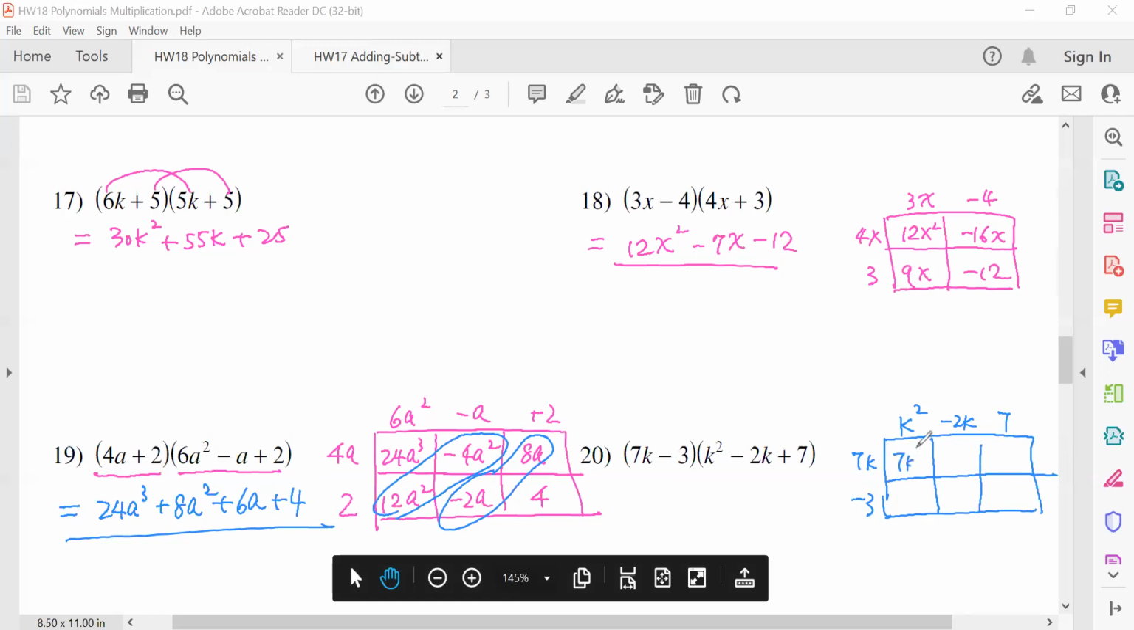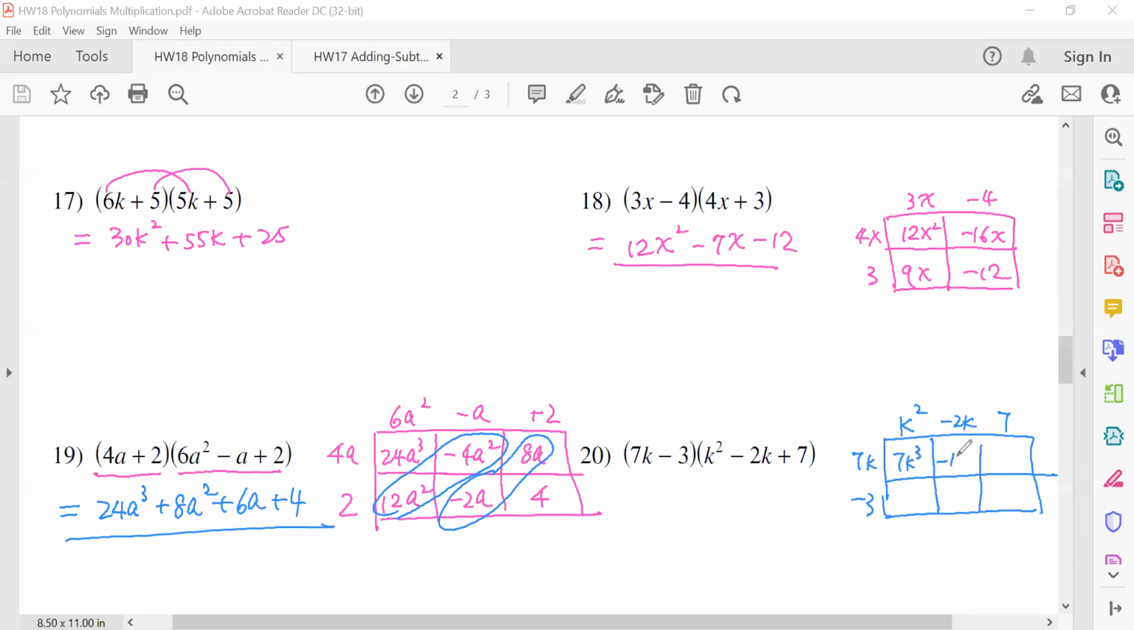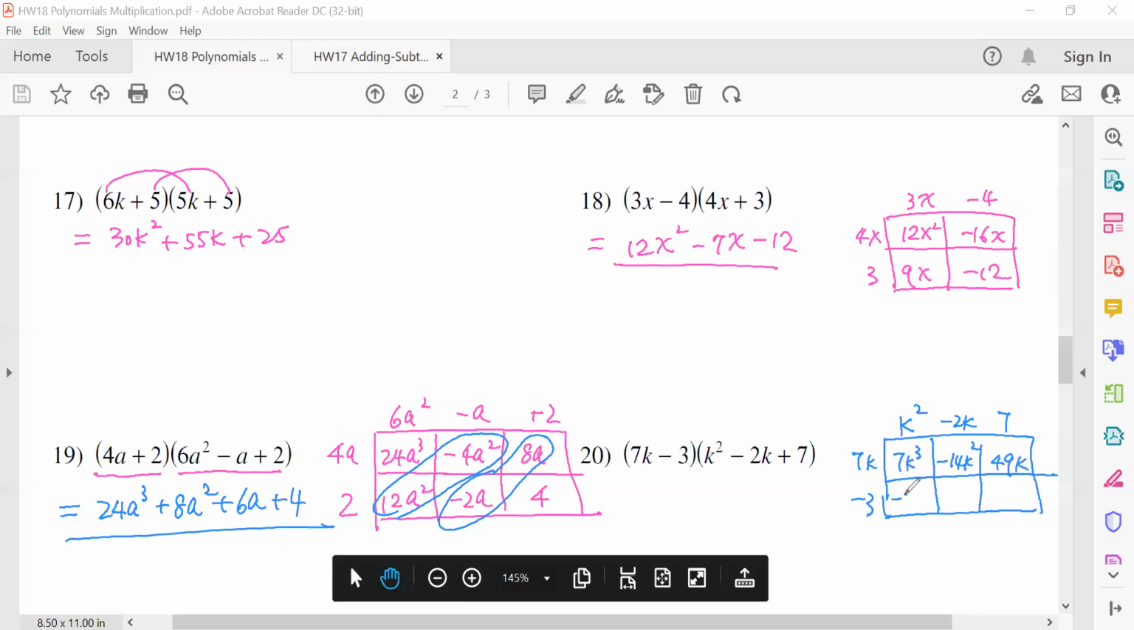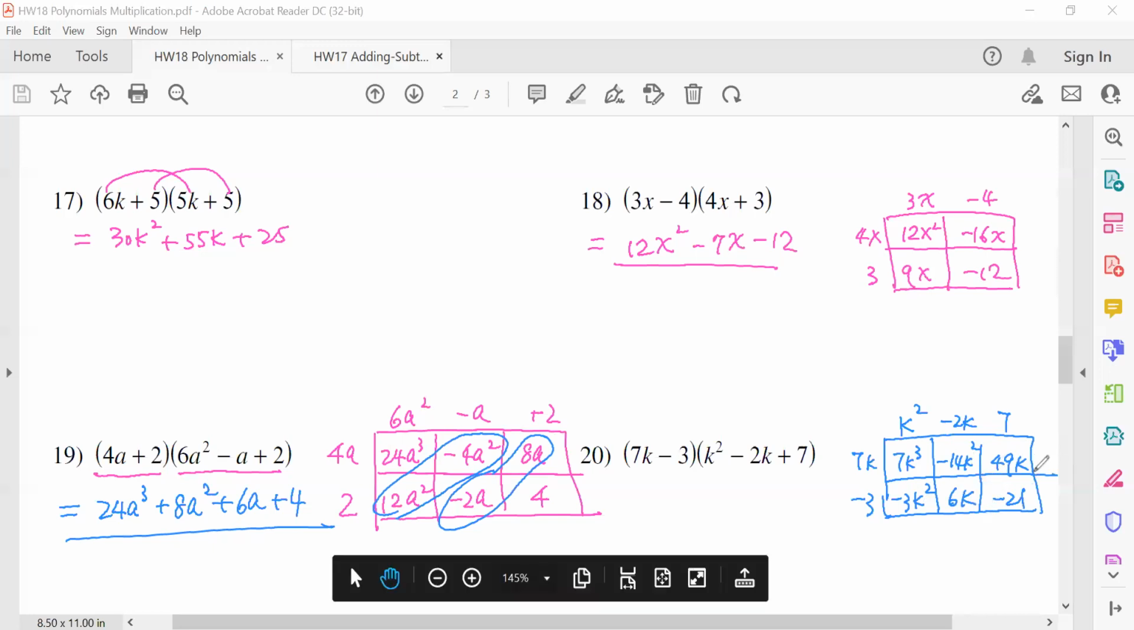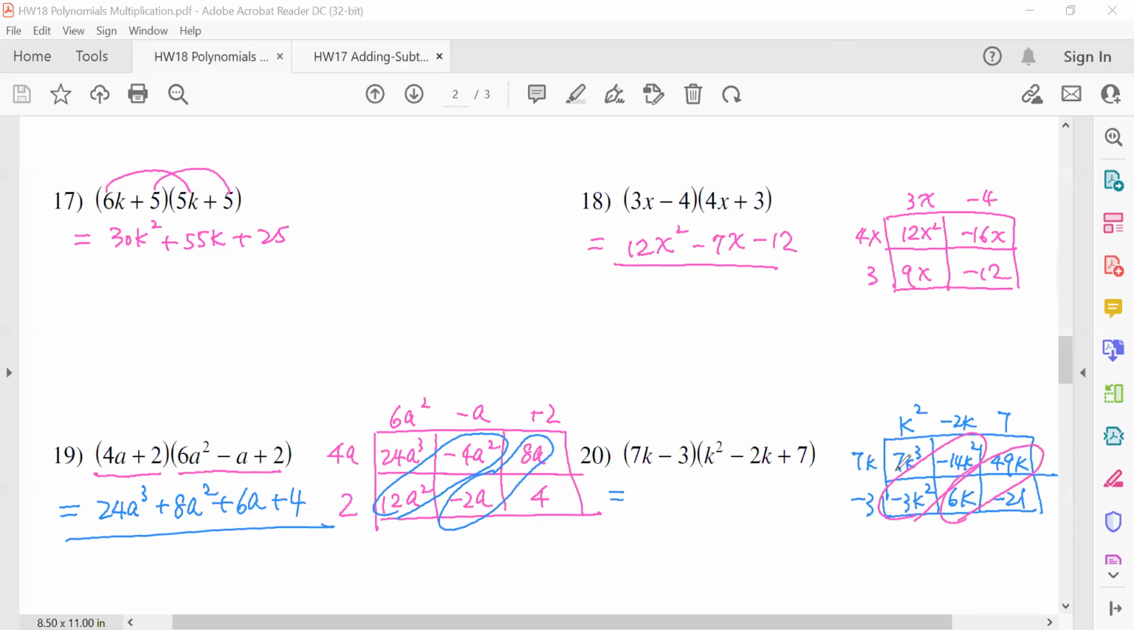First 7k cubed. Second one, negative 2k times 7k, so you get 14k squared. So here you get 49k. Here you get negative 3k squared. So here becomes 6k, and here negative 21. Here negative 3, here 7. So you can see these 2 are like terms, and these 2 are like terms. So easily we can copy the rest.